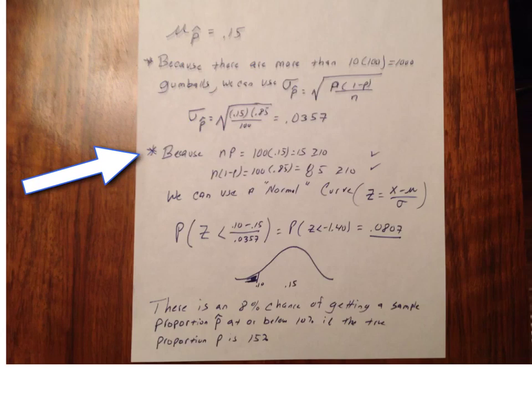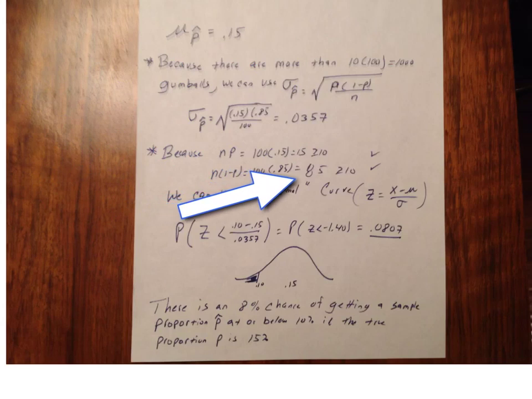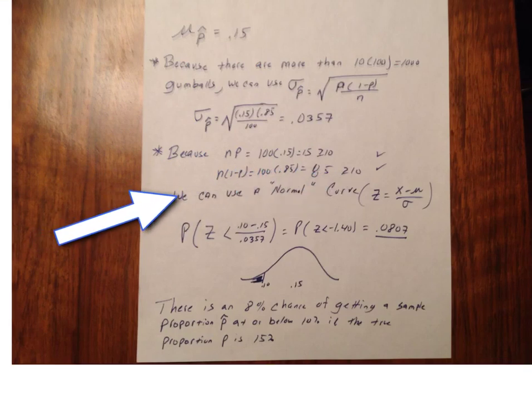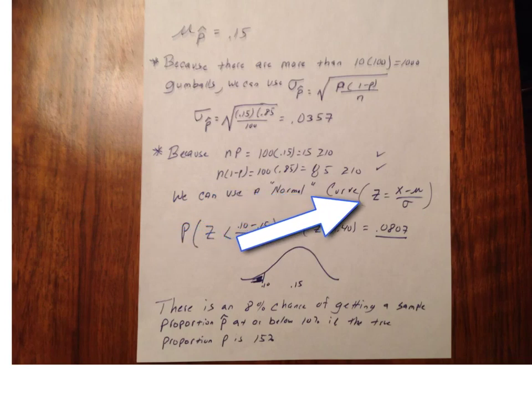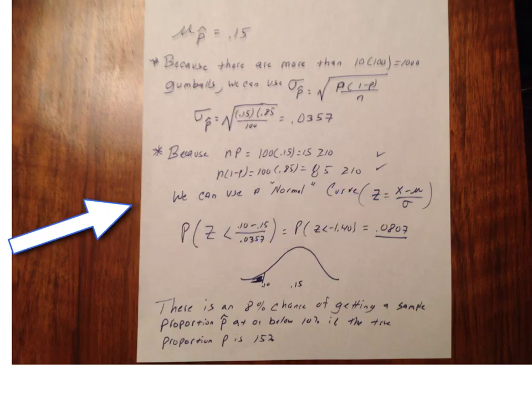It's 3.6%. Because n times p, which is 100 times 0.15, is 15, which is greater than 10, and n times 1 minus p, 100 times 0.85, is 85, is also greater than 10, we can use a normal curve. Remember, a normal curve is standardized. z equals x minus mu over the standard deviation.